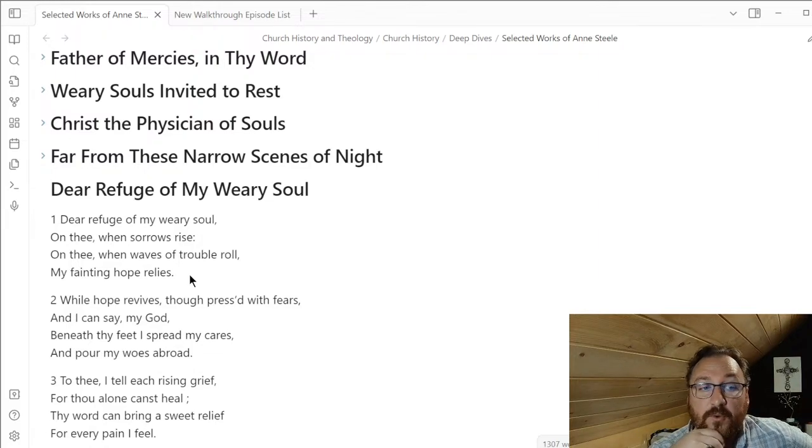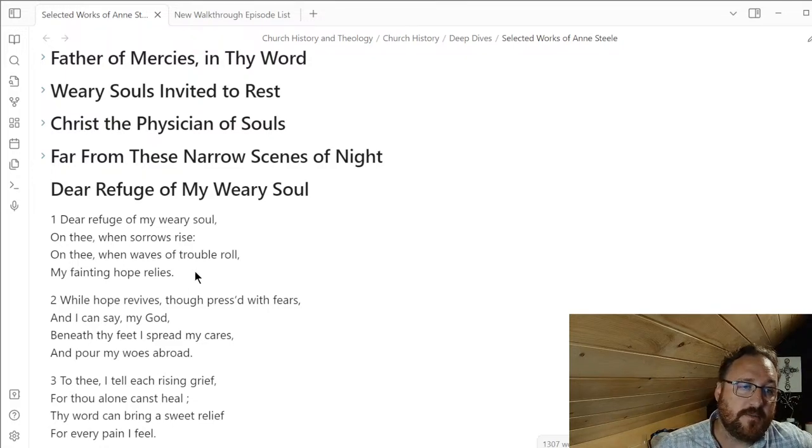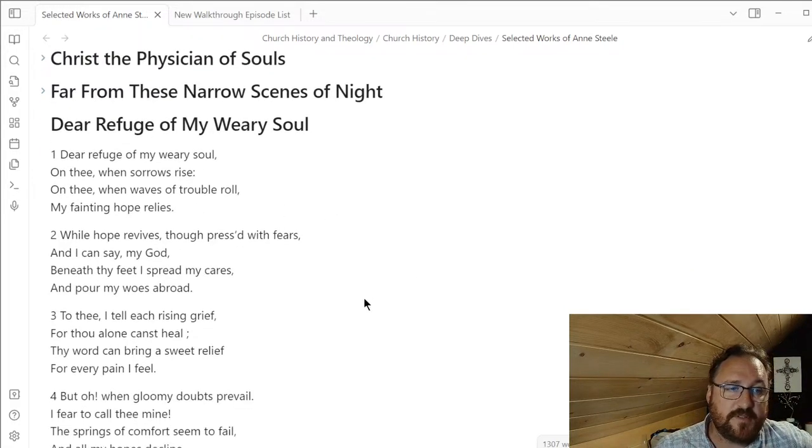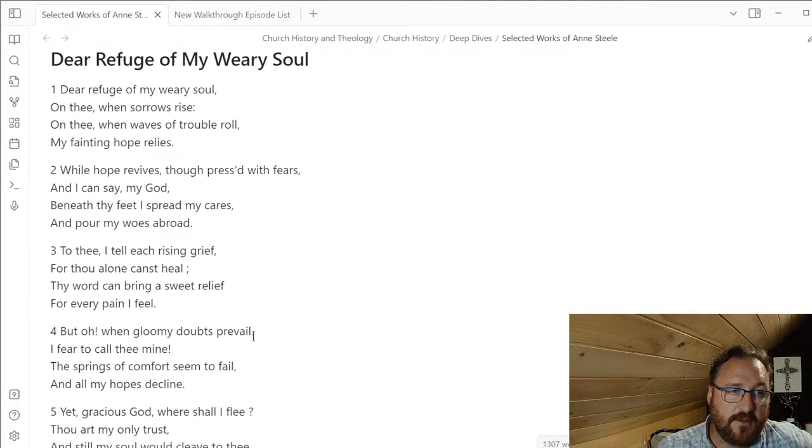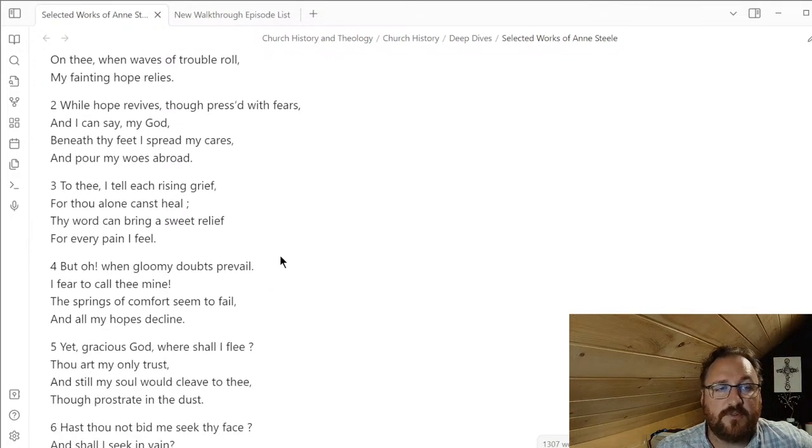Dear refuge of my weary soul, on thee when sorrows rise, on thee when waves and trouble roll, my fainting hope relies. While hope revives, though pressed with fears, and I can say, my God, beneath thy feet I spread my cares and pour my woes abroad. To thee I tell each rising grief, for thou alone canst heal. Thy word can bring a sweet relief for every pain I feel.